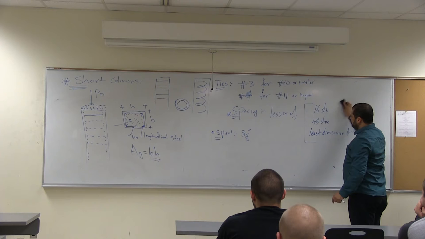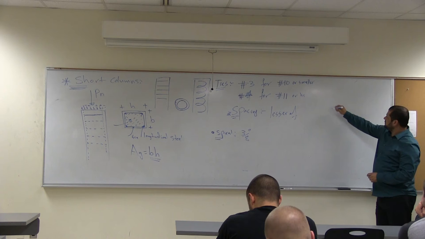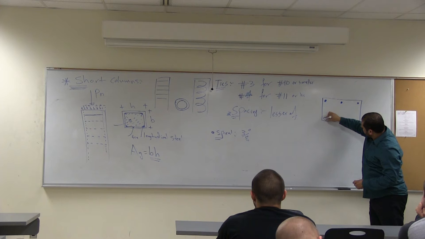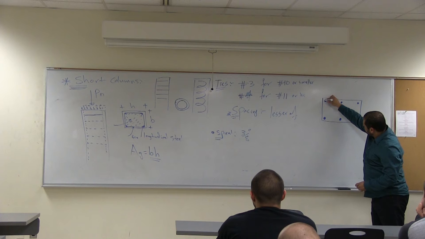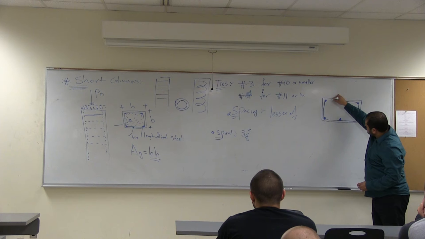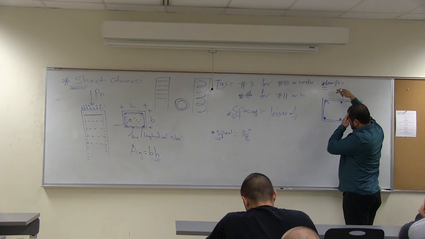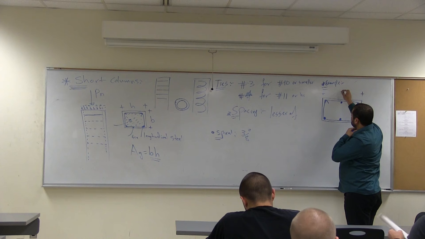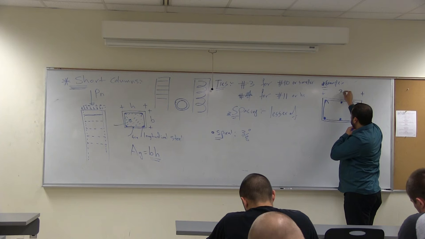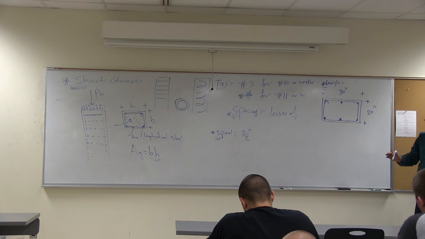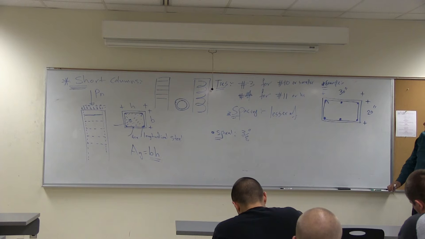For the bars, what if we have the following cross section of a column? This is just an example. That's a huge column, but just for the example, to show you something important.